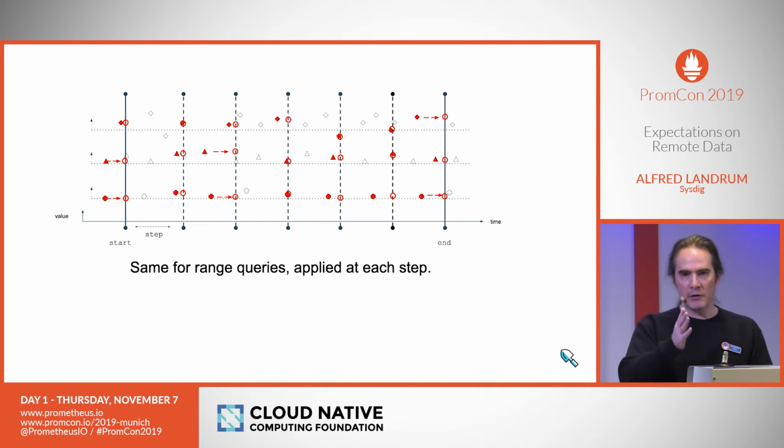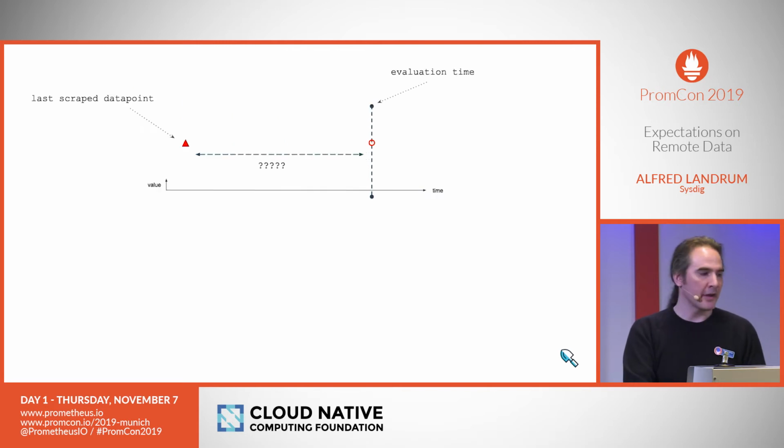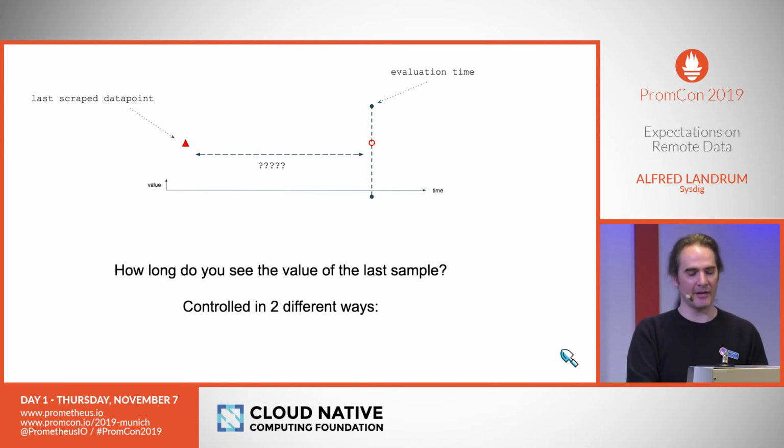So if you do some range query referencing lots of series, it'll just go and find the most recent value and push it forward. And the benefit of this is that it lets PromQL work with aligned values between samples, so you can use that for your calculations or for comparisons as you interact with the different series that are there. So maybe you're wondering, well, how far back does it look? To phrase it differently, how long do you see the value of the last sample? Well, it's controlled, again, in two different ways. This seems to be a repeating pattern for PromQL.